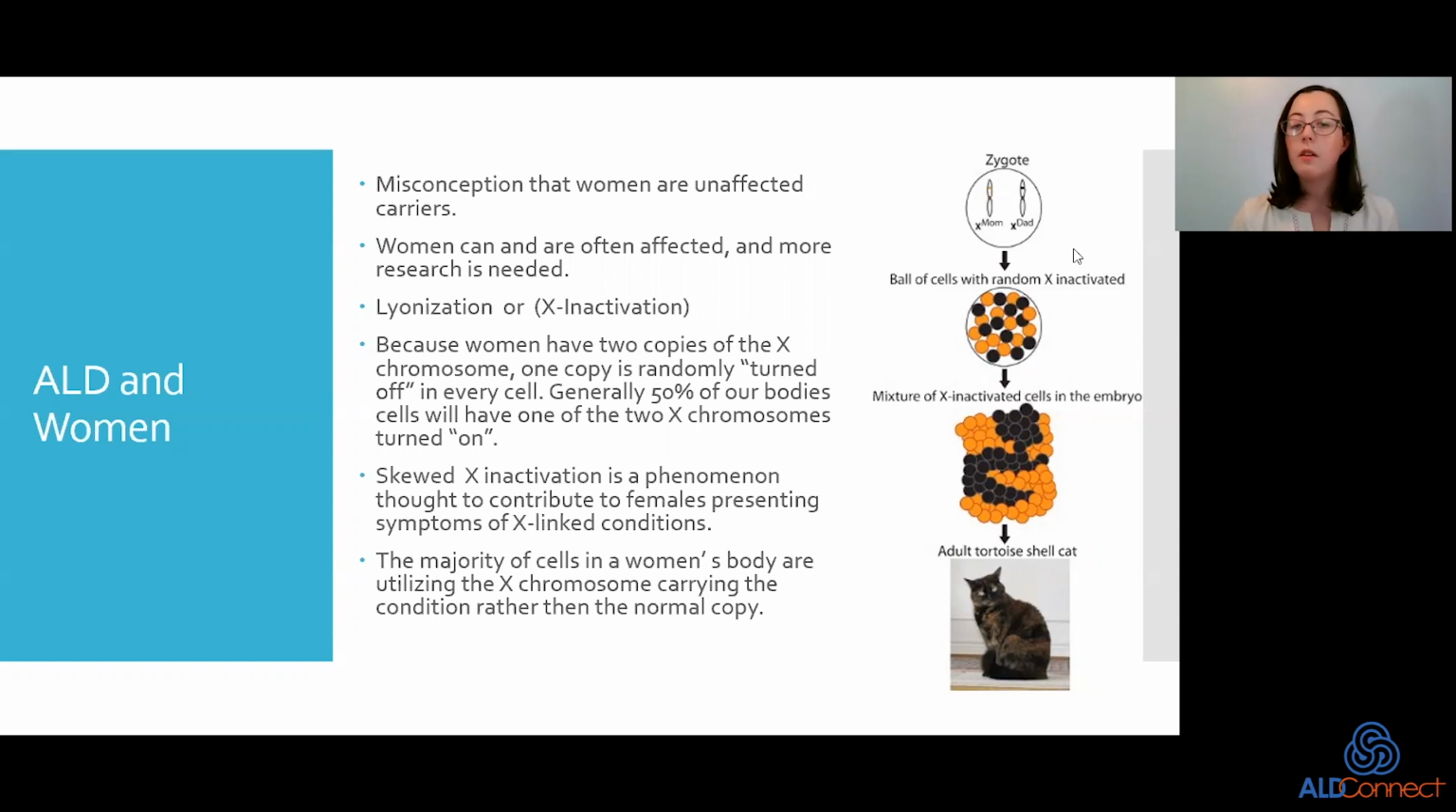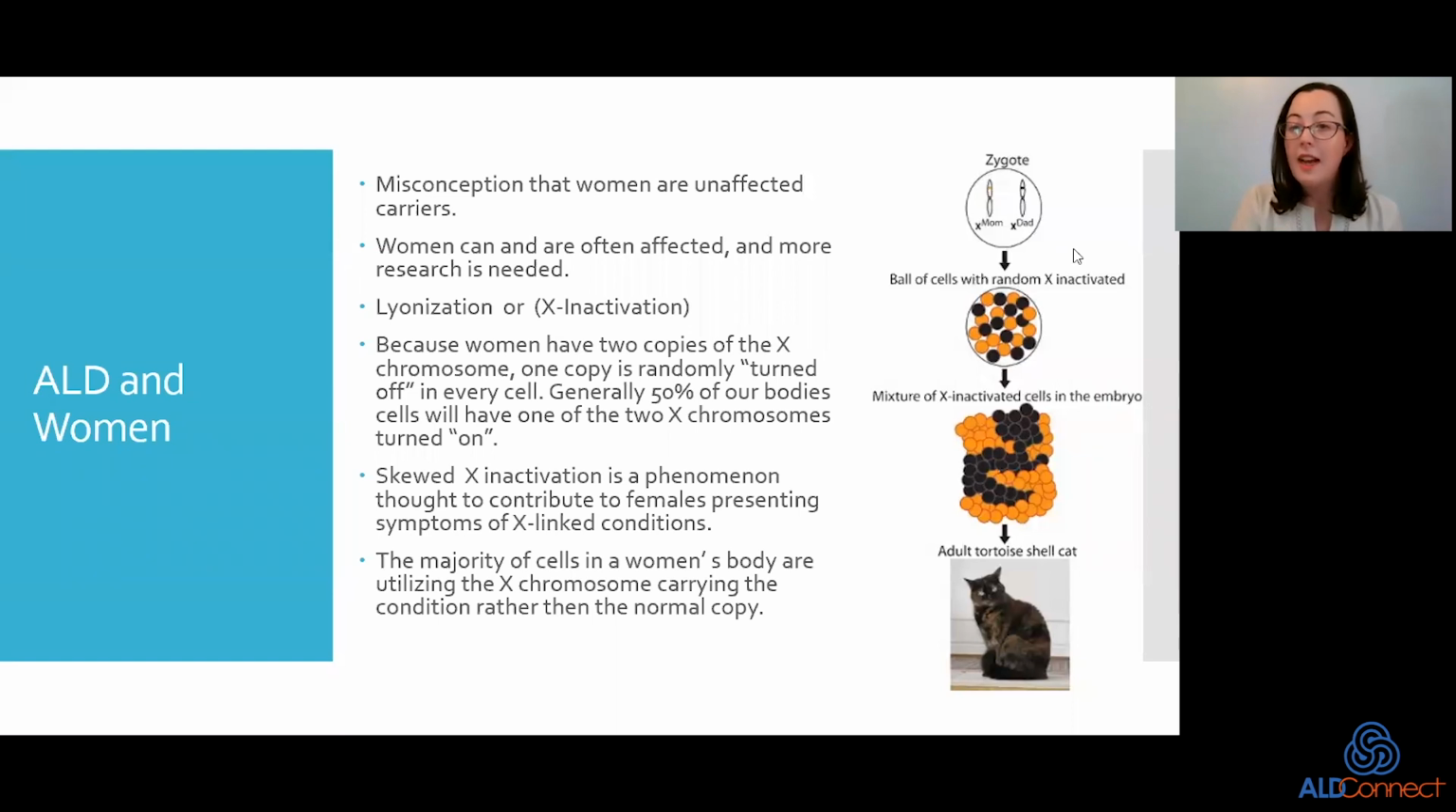However, we do know that some women are quite profoundly affected by ALD, and that may be due to something called skewed X inactivation. This would mean that instead of a general 50-50 of the cells having one copy of the chromosome versus the other, maybe the chromosome X with the mutation and with the condition is actually being expressed in the majority of that person's cells rather than 50%. It could be 80-30, a type of ratio like that. And that could be a contributing factor as to why women have a varying spectrum of the condition in terms of presentation.